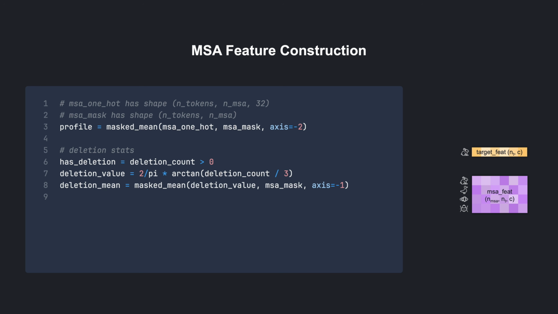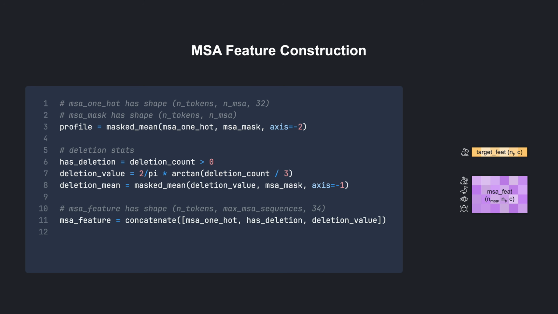deletion value, which is computed as 2 over pi times arctan of deletion count over 3, and the deletion mean at each location. Now we assemble the features. The MSA features are constructed as the concatenation of the MSA one-hot encoding, has deletion, and deletion value.